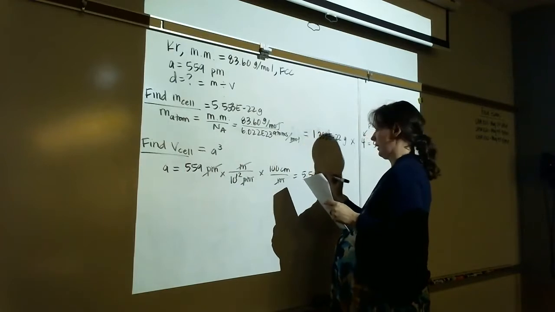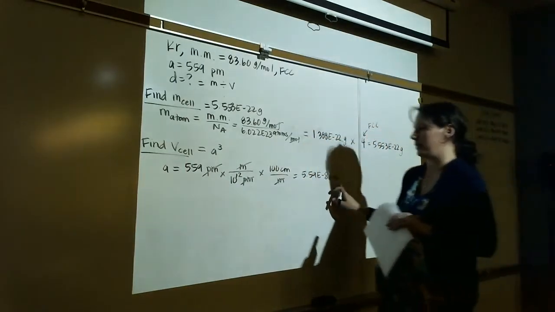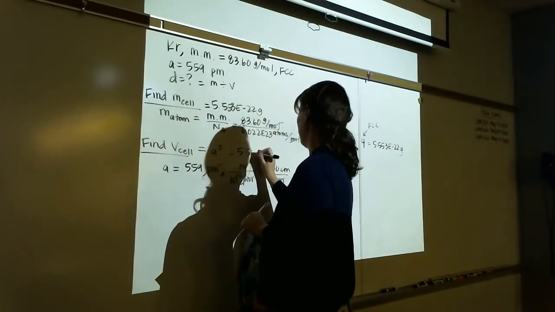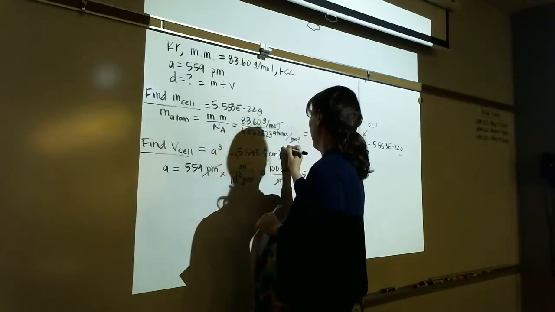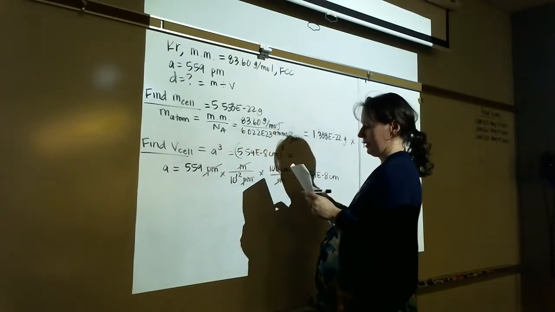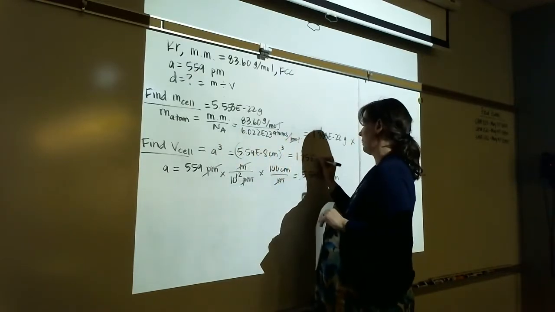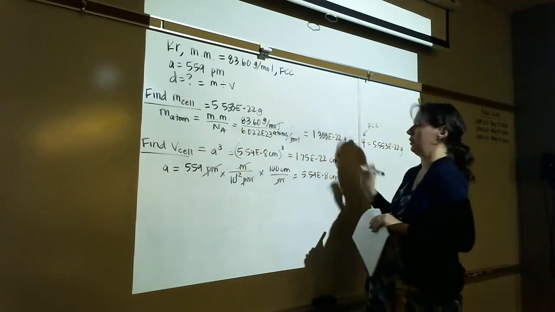So when you do that conversion, I got 5.59 times 10 to the negative 8 centimeters. So when I cube that, 5.59 times 10 to the negative 8 centimeters, when I cube that value, I get 1.75 times 10 to the negative 22nd centimeters cubed. Do we agree?